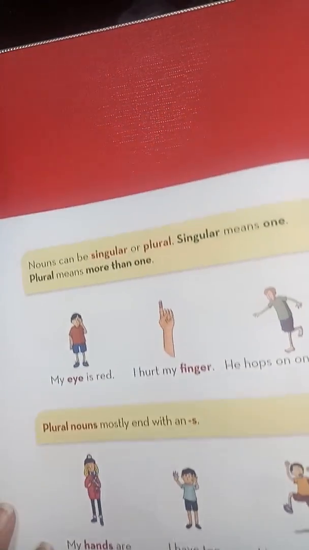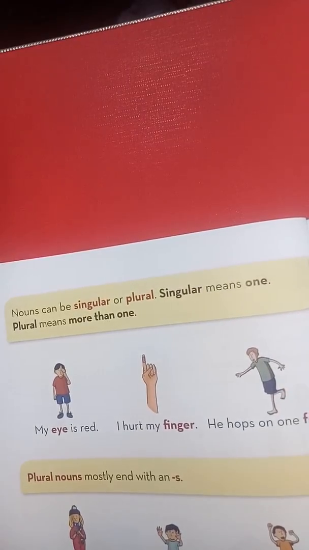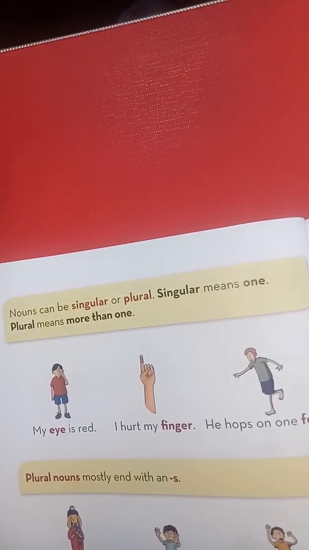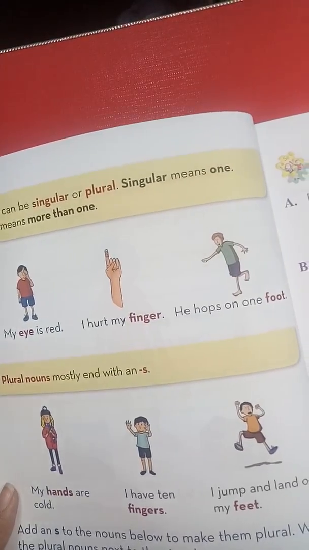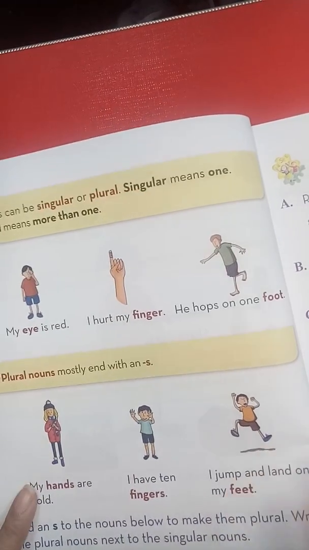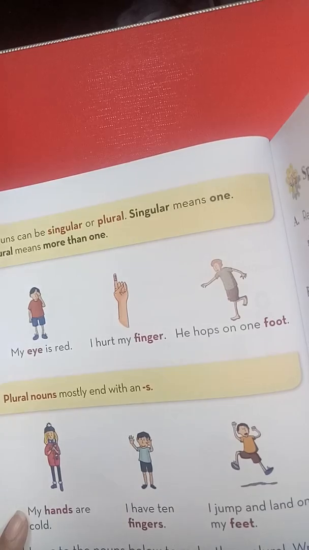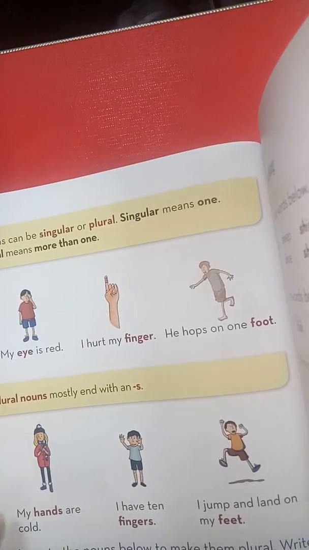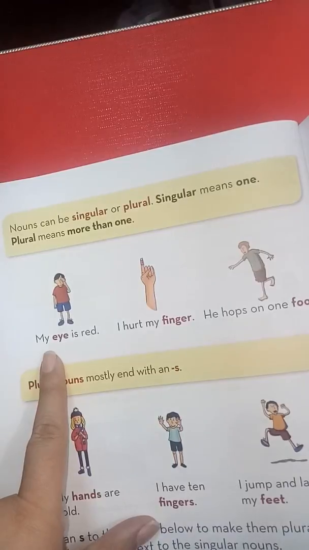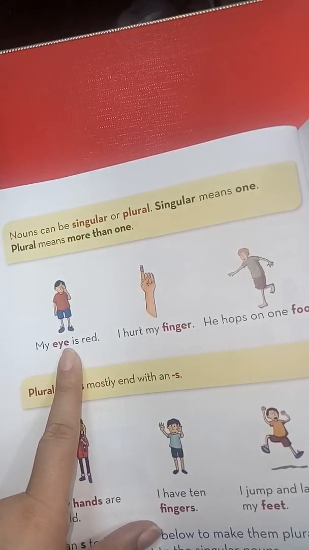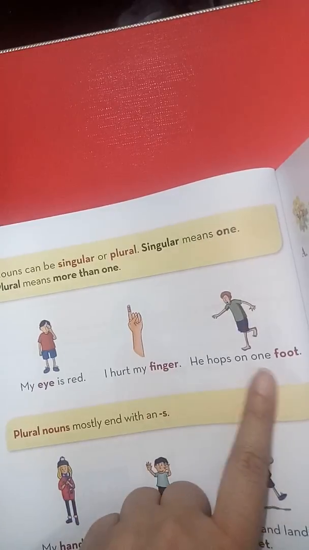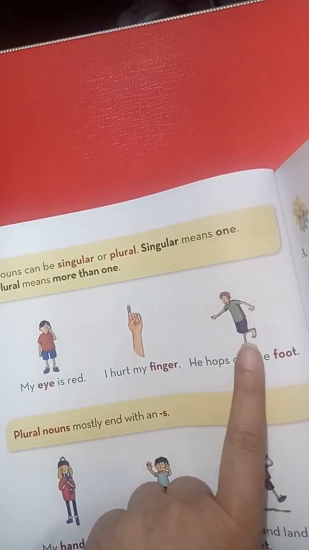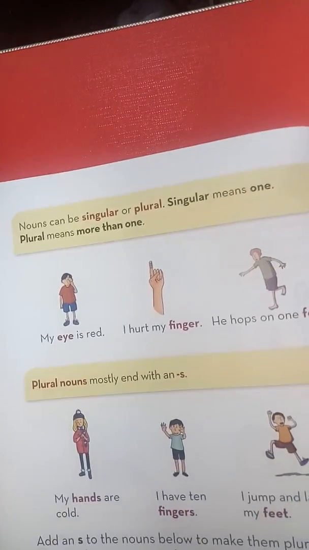Okay, see the next page here. Nouns can be singular or plural. Singular means one and plural means more than one. If we're talking about one thing, it's a singular thing, and if we're talking about more than one, it's plural. My eye is red. Eye, talking about one eye, so eye is singular. I hurt my finger. One finger, it's singular. He hops on one foot. Talking about one foot, so this is singular.